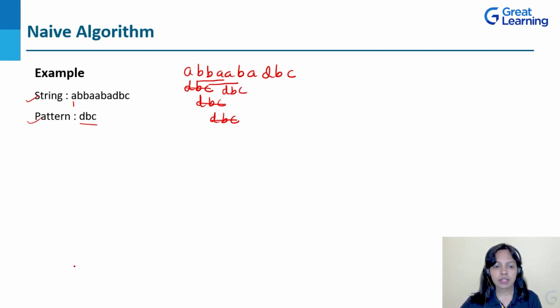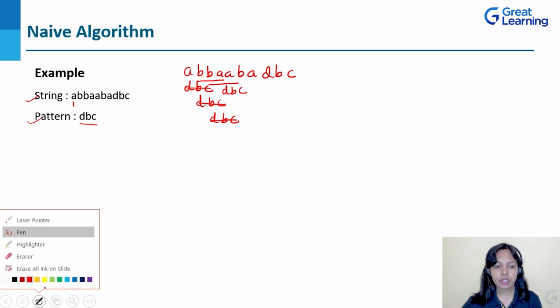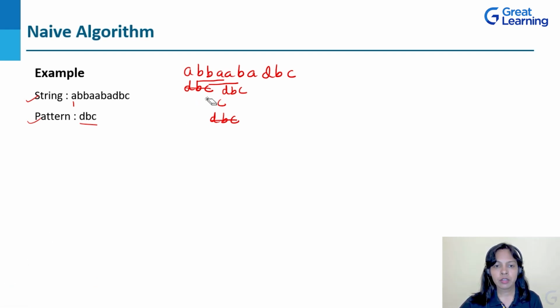Okay, let me erase and write it here so that it's a little clear to you people. So if I erase it, okay. Now we have to start from here. So D, B and C, is it matching? D is matching with A? No, right? So again now we'll move one more character ahead.